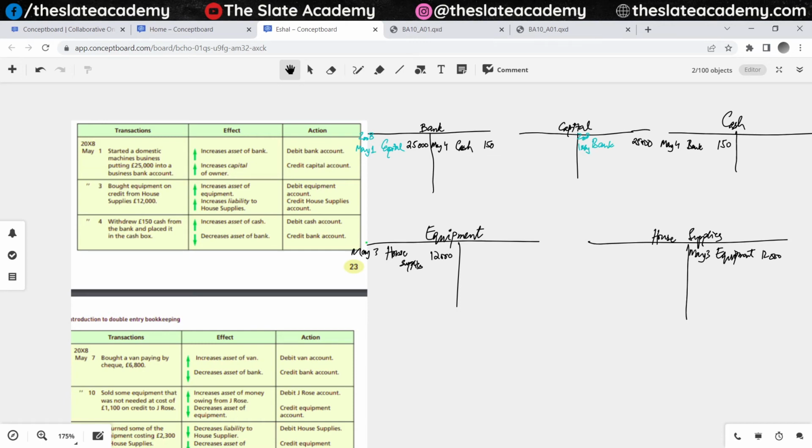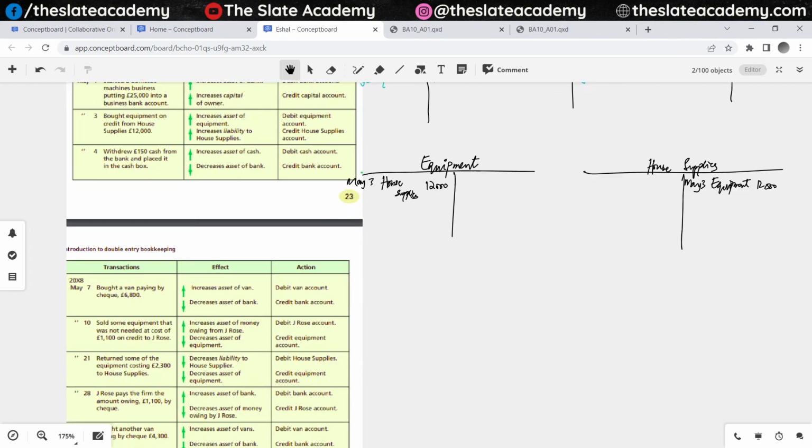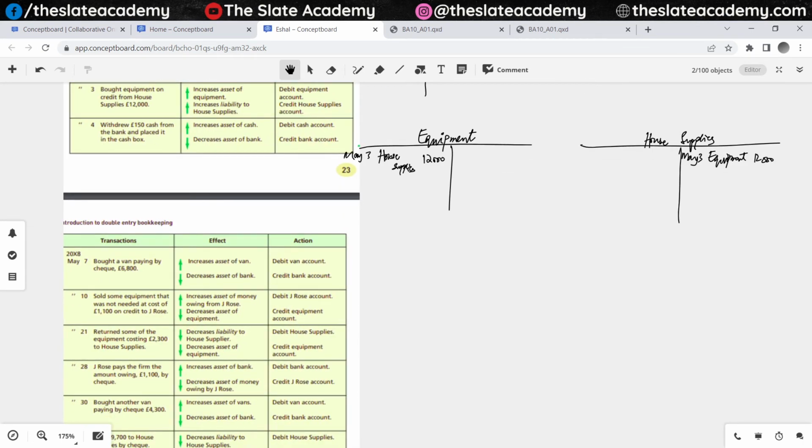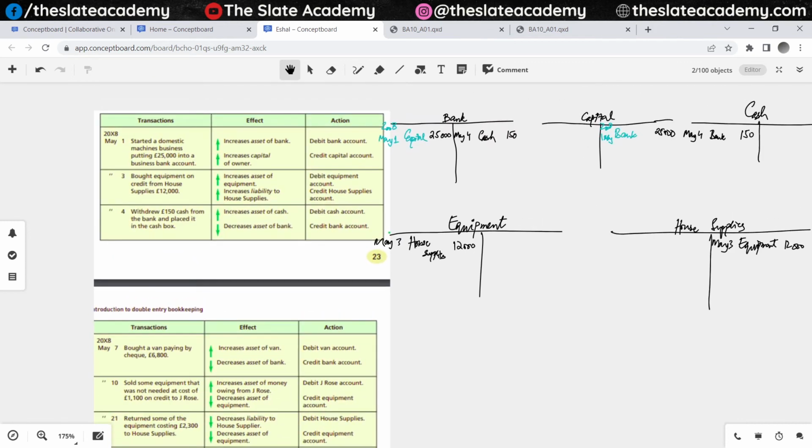Next transaction. Bought van paying by check, 6,800. So the asset of van is increasing. Since I'm paying by check, the asset of bank would decrease. The asset which increases, the account will be debited. The asset which decreases, the account will be credited. Bank, I already have an account. For van, I do not have one, so I make an account for van.